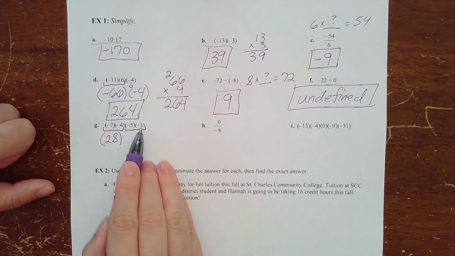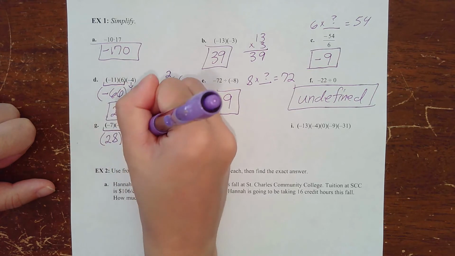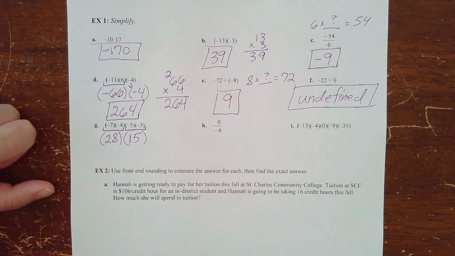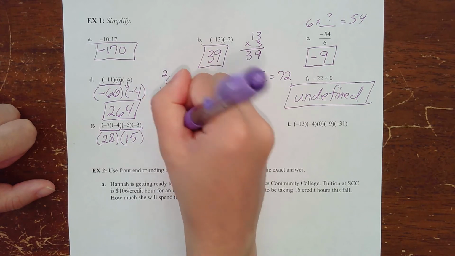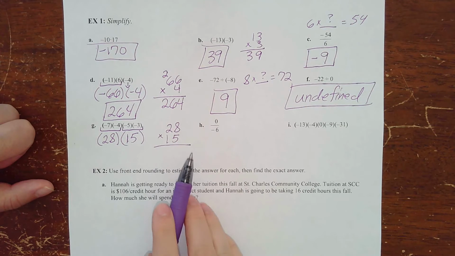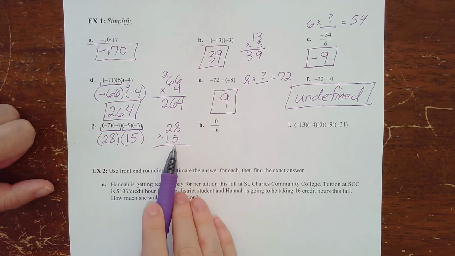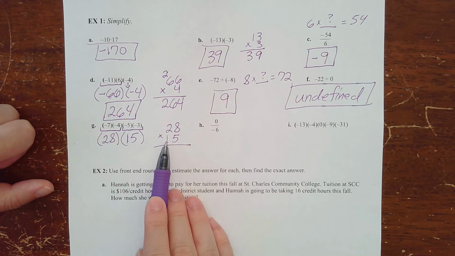Negative 5 times negative 3. Well, 5 times 3 is 15, and a negative times a negative gives me a positive. So now I have 28 times 15. And again, I'm going to do this over to the side so that I don't make a mistake. When multiplying a couple digits by each other, you just start with the ones first and multiply all of that out. And then we'll do the tens column next and multiply that out.